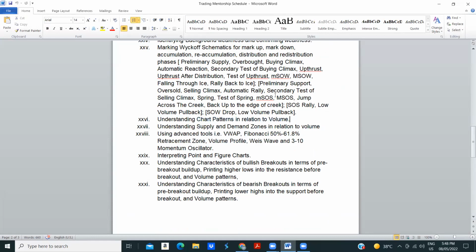The thing is, if you have the understanding of all these, you don't need to remember the chart patterns. Understanding supply and demand zones in relation to the volume. Using advanced tools: Fibonacci, Wyckoff wave, retracement zone, volume profile, and trade window. That is the bullish breakout. So I'm going to use this in the next webinar. These ones, I think, should be studied later on.